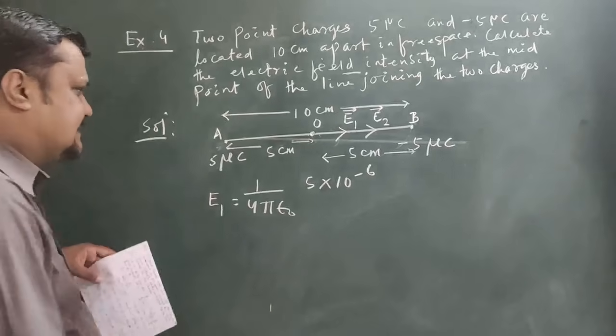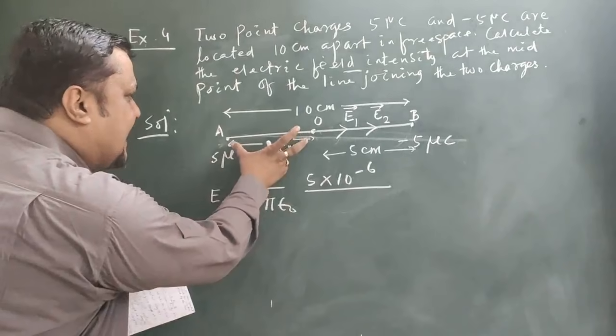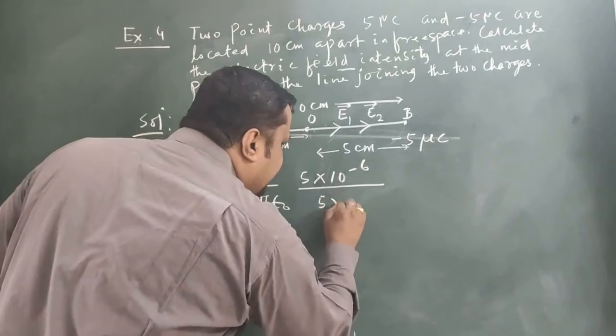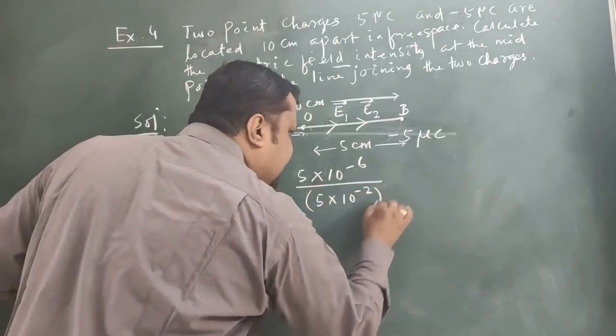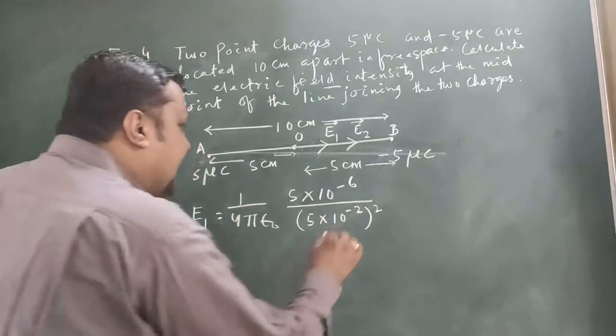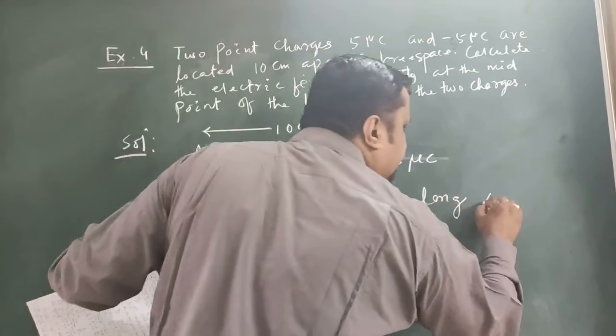5 into 10 to the minus 6 divided by Q by R square. What is this R? 5 cm, that is 5 meter square. What is this direction? Along AO.